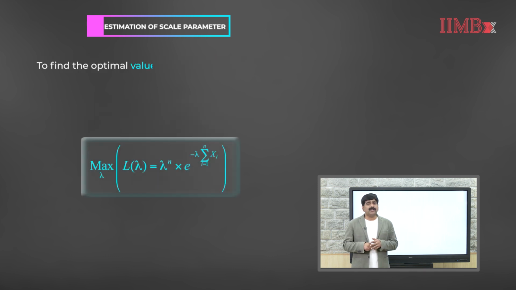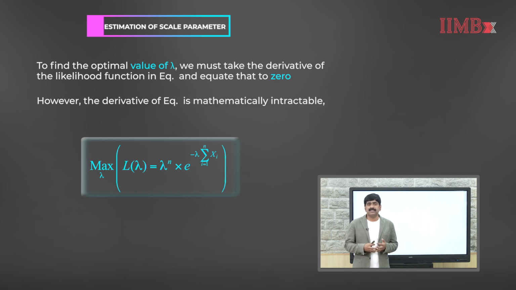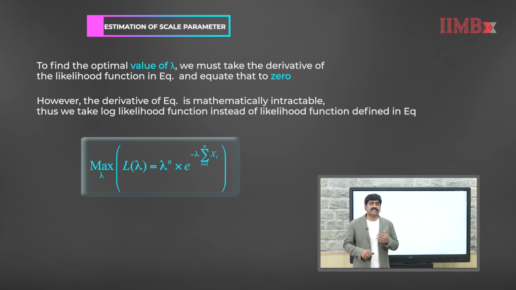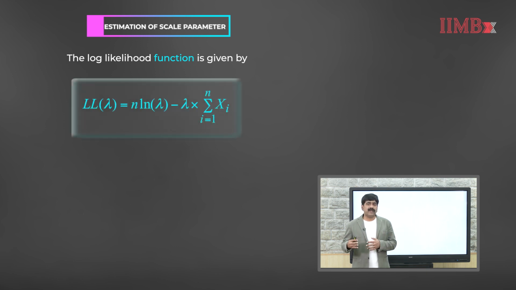To find the optimal value of lambda, we must take the derivative of the likelihood function in this equation and equate that to 0. However, the derivative of this equation is mathematically intractable. Thus, we take the log likelihood function instead of the likelihood function as shown in this equation. So, the log likelihood function is nothing but n times log natural of lambda minus lambda times summation i equal to 1 to n xi.